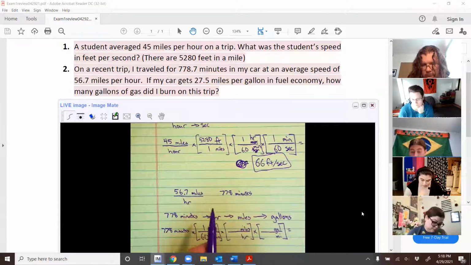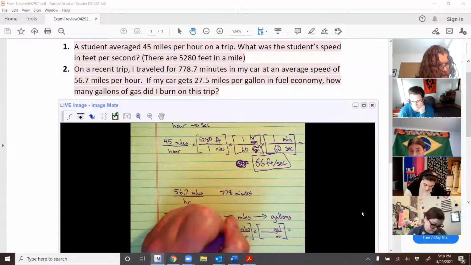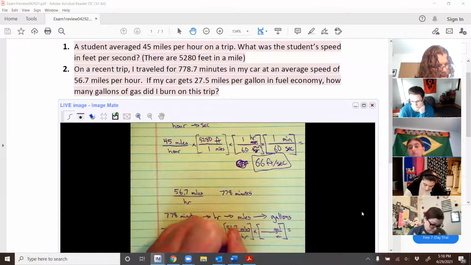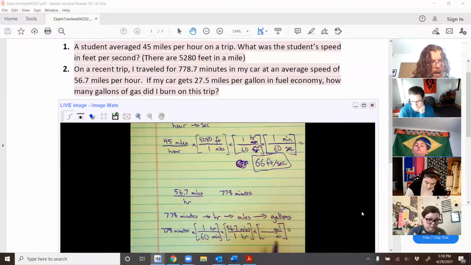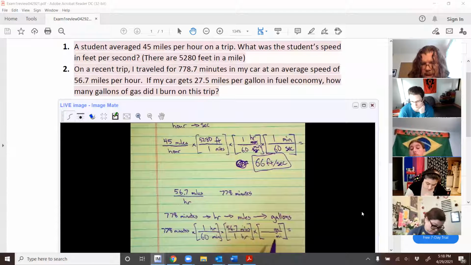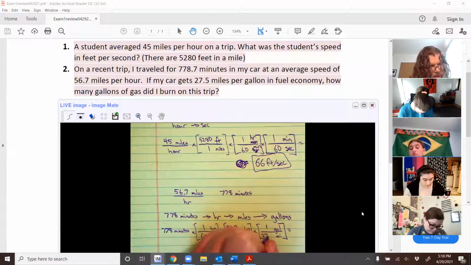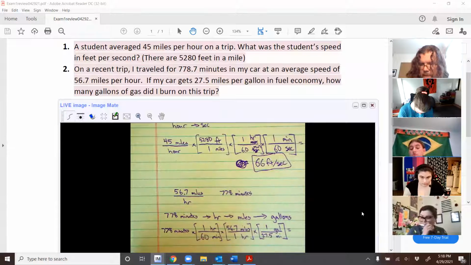This conversion factor comes directly from the problem. It tells us how many miles we went each hour that we were driving. And this conversion factor also comes from the problem. In the problem, it says that my car burns 1 gallon of gas per every 27.5 miles that it drives.